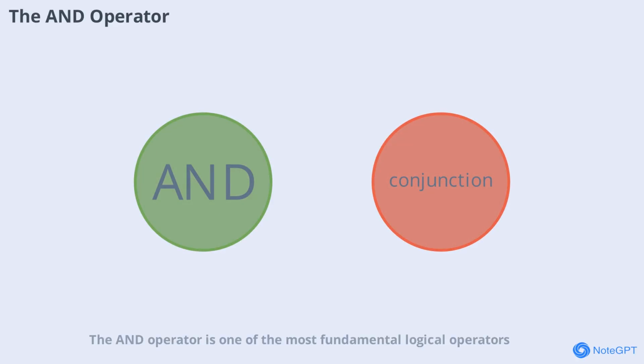The AND operator is one of the most fundamental logical operators. It connects two statements and returns true only if both statements are true. In logic, it's often represented by the symbol or the word AND. For example, if you say, "It is raining and it is cold," both conditions must be true for the whole statement to be true. If either part is false, the entire statement becomes false. This operator is widely used in computer programming, mathematics, and everyday decision-making.